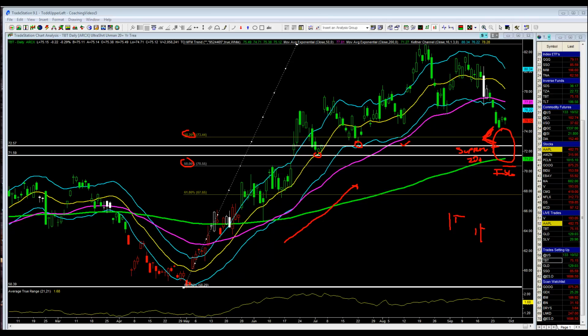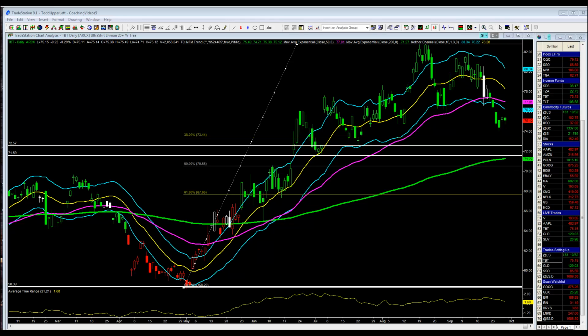So again, we are dropping into an area where I believe, even though we've broken through that 50 exponential, we're trading above the 200 still, and if you were to plot a 100 exponential, we're probably sitting about right in here. So we are in an area now where we could potentially be looking to put on a trade. I'll let you know as we get closer to that.